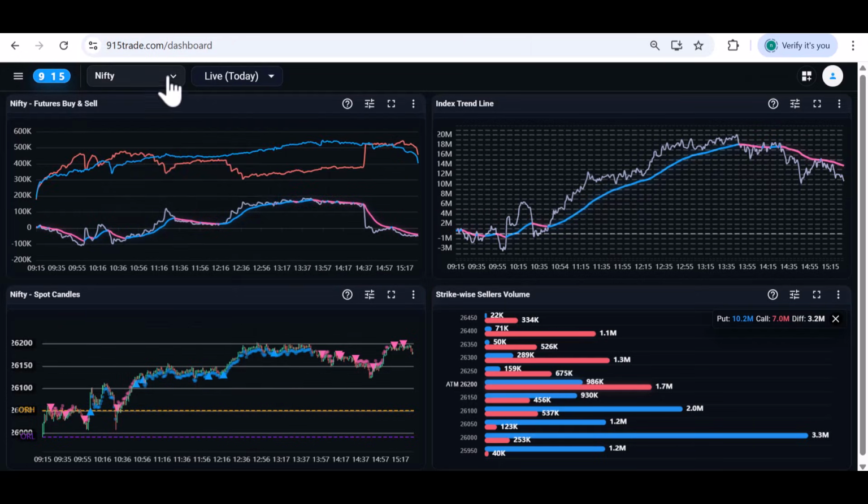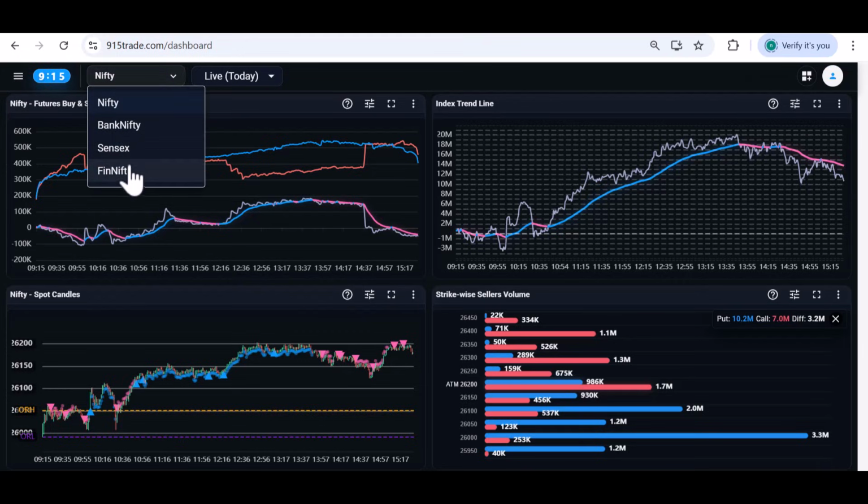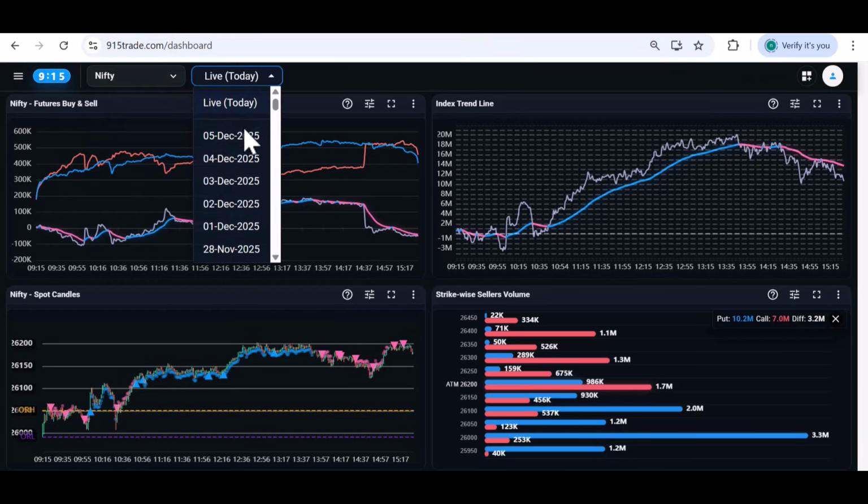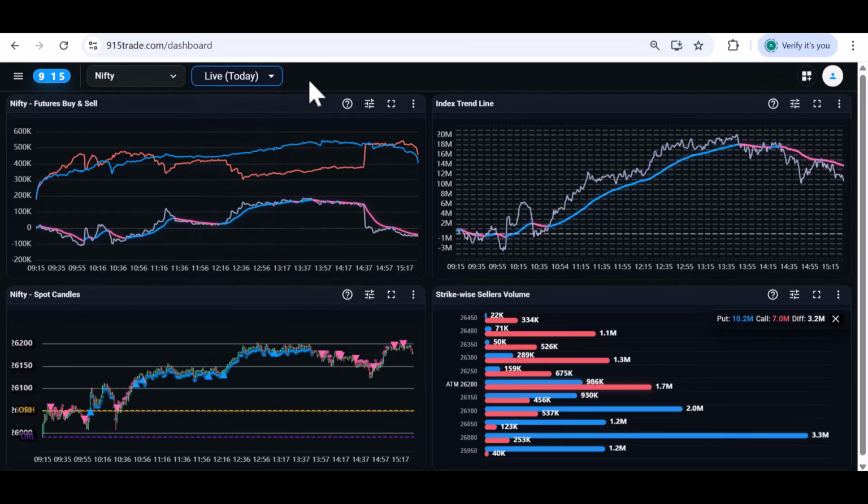On this platform, you can select Nifty, FINIFTY, Bank Nifty, or Sensex. You can view both live charts and historical data. Right now, only premium subscribers have access to live data.